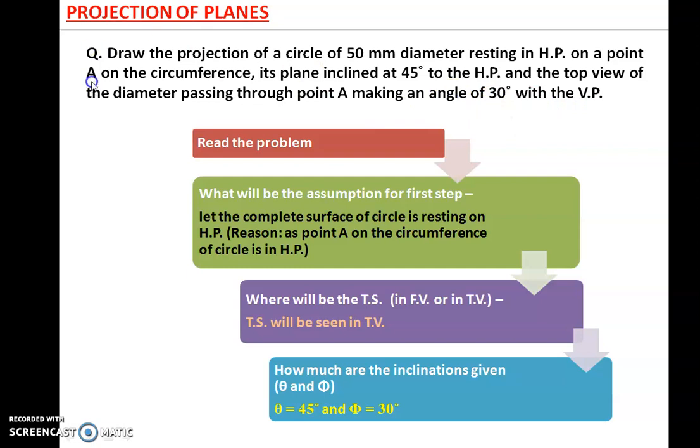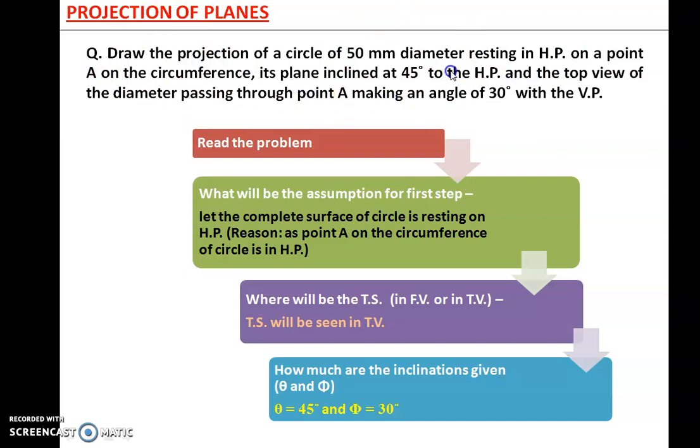Whatever the diameter, this is the point A on the circumference, there will be some point exactly opposite to A which will form the diameter. So the top view of that diameter is inclined at an angle of 30 degree with VP. Problems of circles are easy, but you have to just understand what the things given in the problem are.